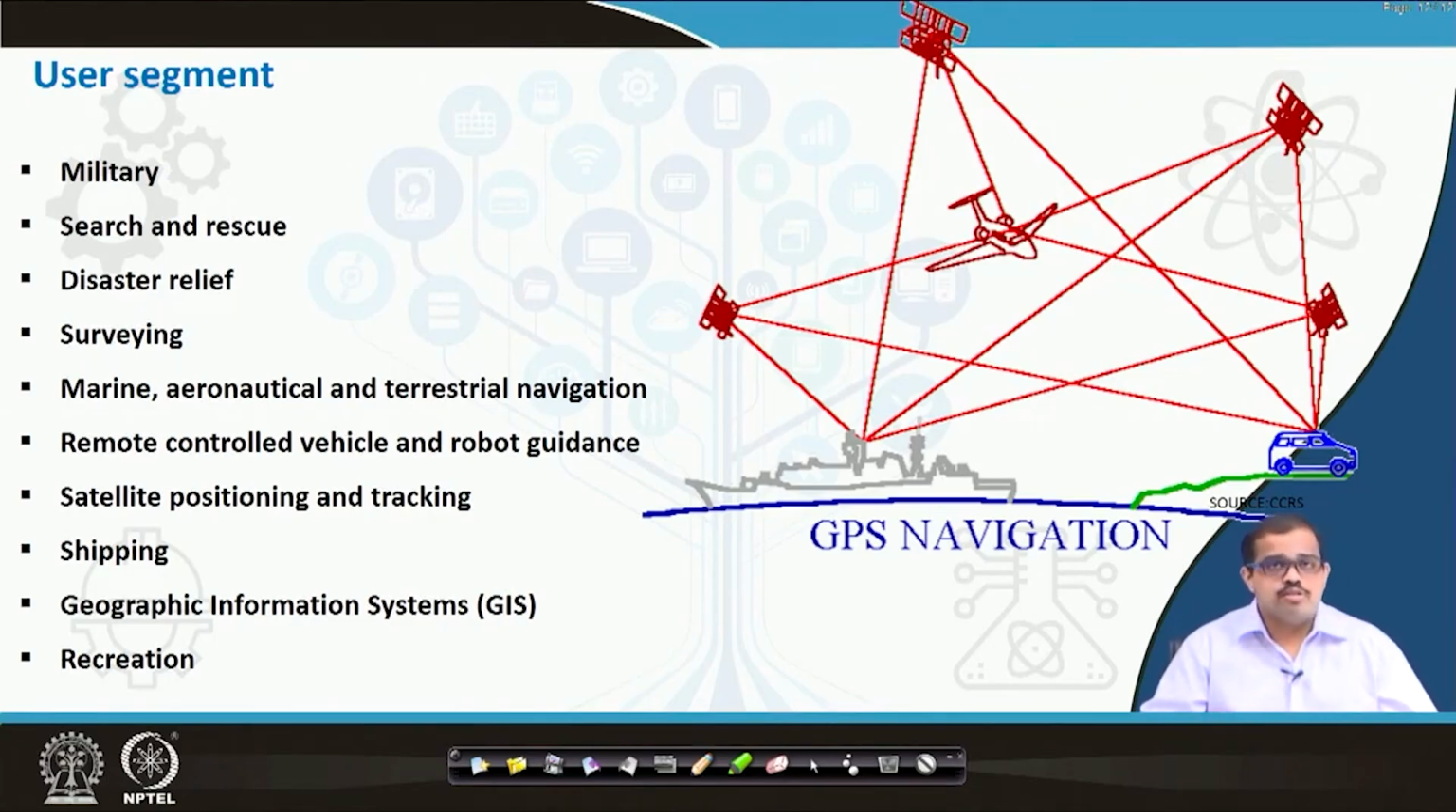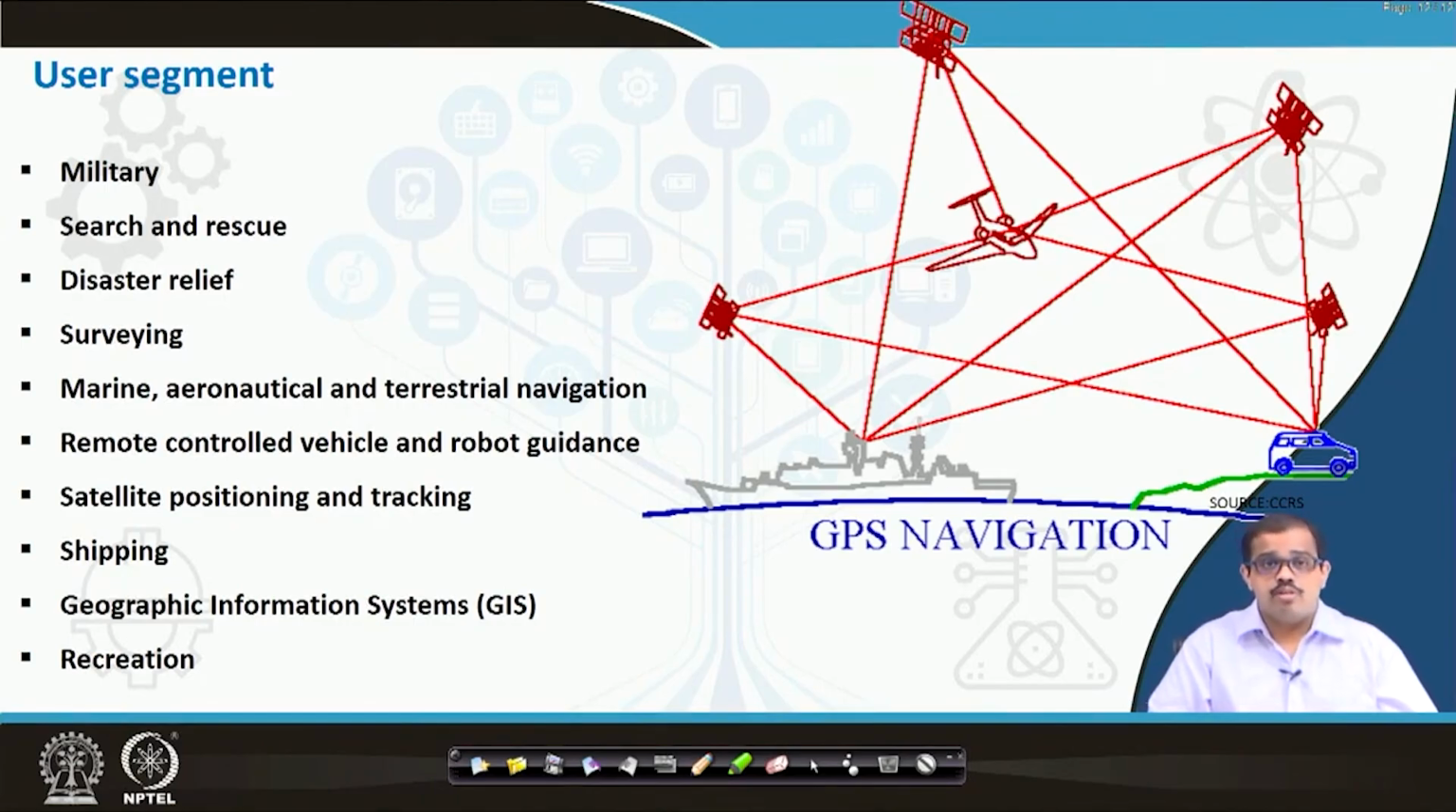Similarly, when you look at the entire user segment, whether it is a military segment, or search and rescue operations and disaster relief, this is a very major application of GPS in recent years. Disaster has been a very big operative region where GPS is used. Then surveying: manual surveying is extremely tedious, but when you are using a GPS system, it becomes much easier. And marine, aeronautical, terrestrial navigation, all of these are applications.